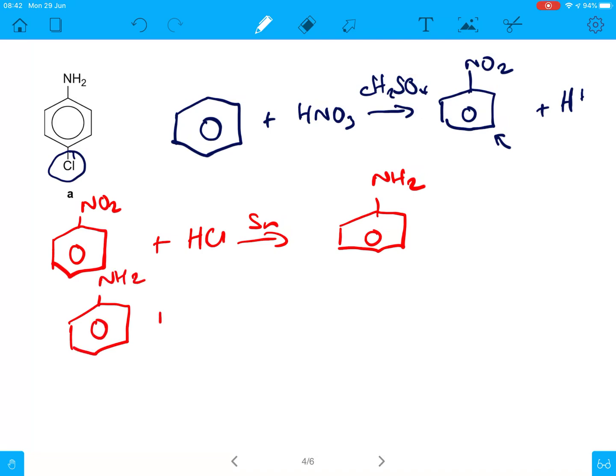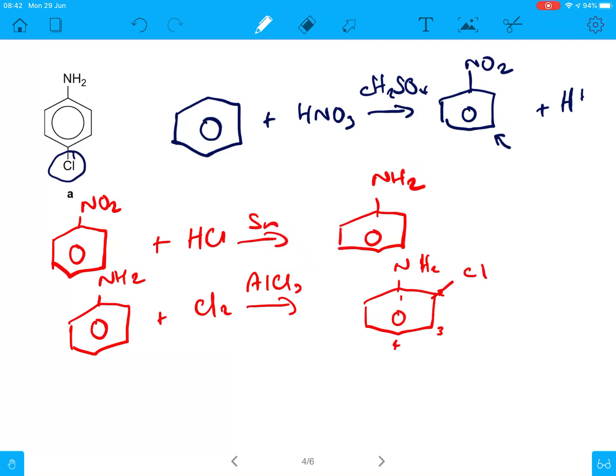Okay, and we're going to add our Cl2, and we're going to use our halogen carrier. It will make two products, NH2, and that's carbon 1, 2, 3, 4. So it will make some where it has gone in there, and it will also make some where the chlorine is there.